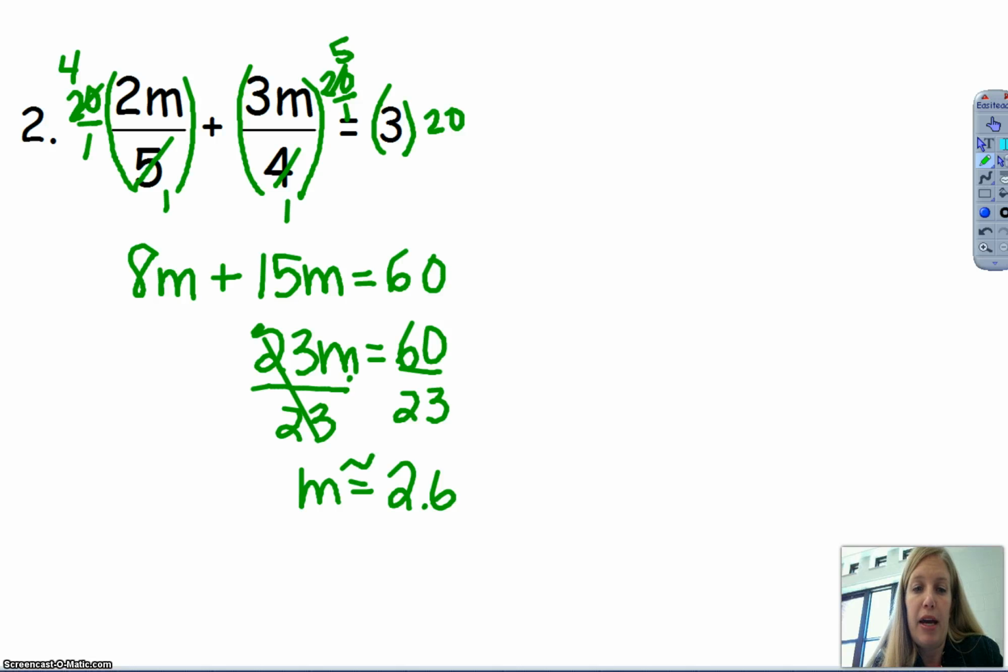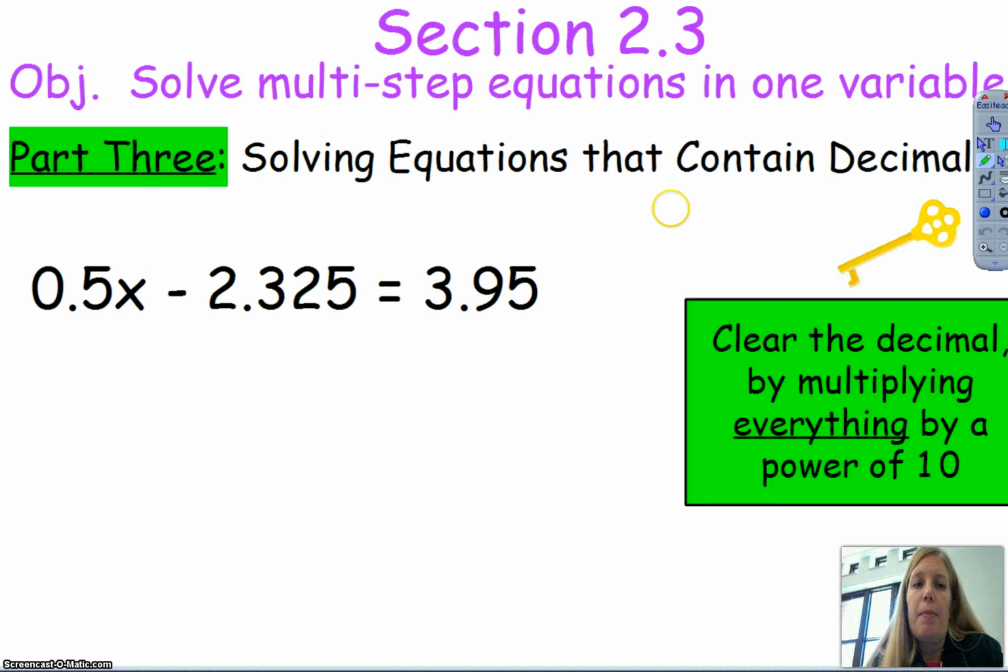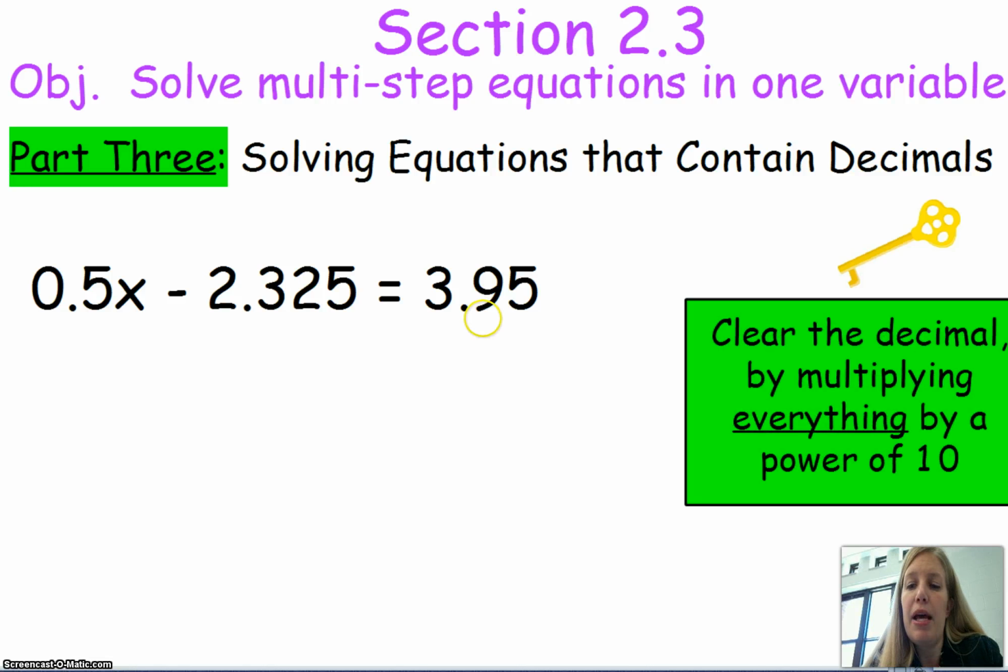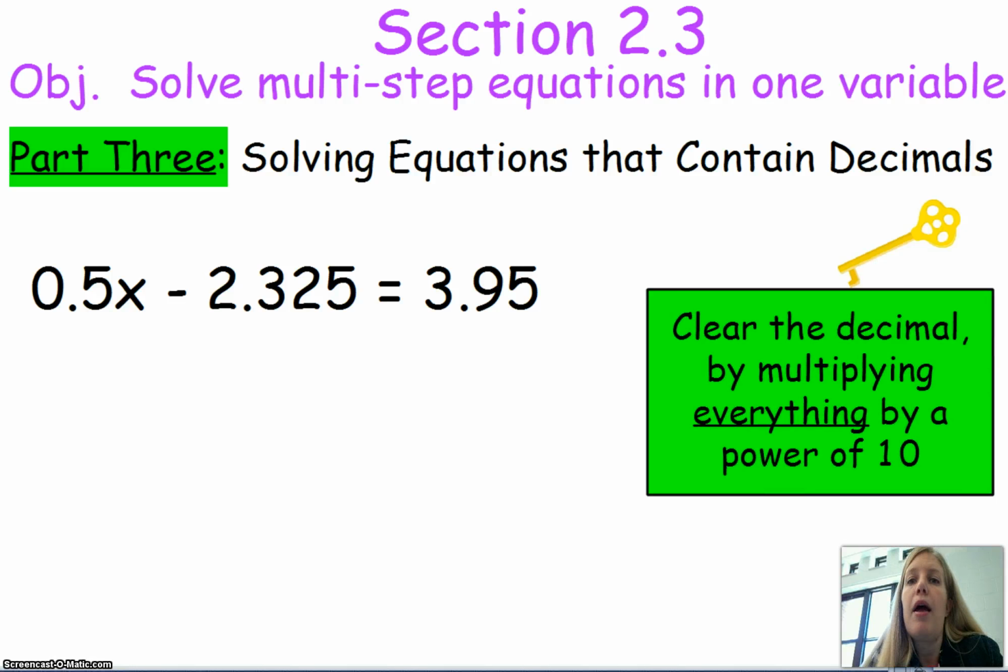Okay, so part 3. We're doing solving equations that contain decimals now. And notice I have another box for you, a key box, that says clear the decimals by multiplying everything by a power of 10. So our whole idea here is to clear things out and make our equation much easier to work with. I think I'm only going to do one of these just for the lack of time.